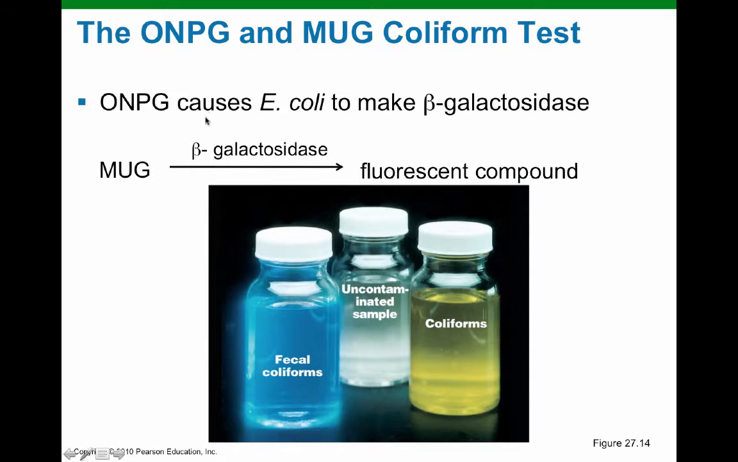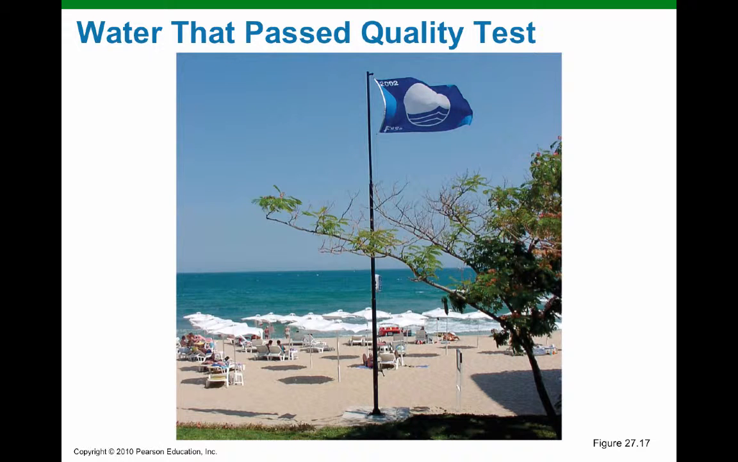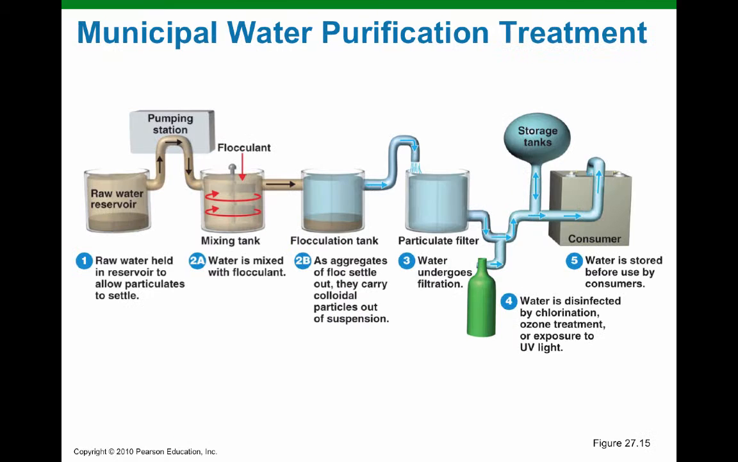You could screen for it in the case of E. coli, which would be the number one bacteria associated with fecal contamination, by adding this MUG compound. If E. coli is present, you'll have beta-galactosidase in the water sample. When you add this MUG, this enzyme will convert MUG to a fluorescent compound, so it will actually fluoresce in the jar that you're testing for coliforms. So it is very, very important that the water is free of any fecal contamination.